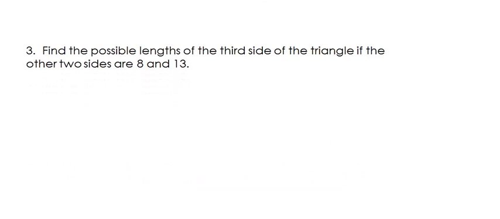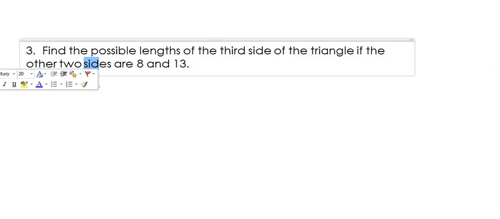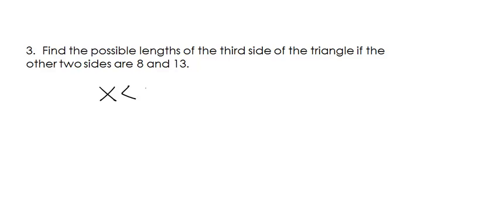Number 3. Find two possible side lengths of the third side of a triangle if the other two sides are 8 and 13. Okay, let's go with the same assumptions here. It's possible for x to be bigger than both 8 and 13. So x could be the biggest side. For that inequality, x would have to be less than whatever 8 plus 13 is. So I go ahead and simplify. 8 plus 13 is 21, so x has to be less than 21.